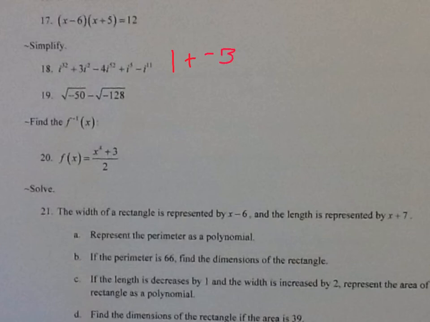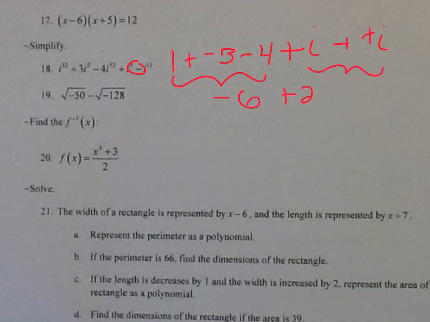Remember, i squared is negative 1. Negative 4i to the 52, so it's minus. Now 4i to the 52 is 4. I to the 5th is i, and i to the 11th is negative i. So I have minus and negative. The minus is from here, and then i to the 11th is negative i. So now I'm going to clean this up. 1 minus 3 is negative 2. Minus 4 is negative 6. This becomes plus plus, so that's plus 2i. So it's negative 6 plus 2i.